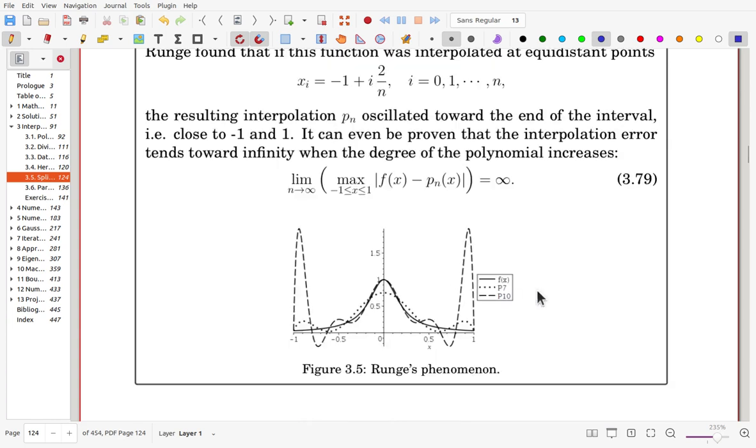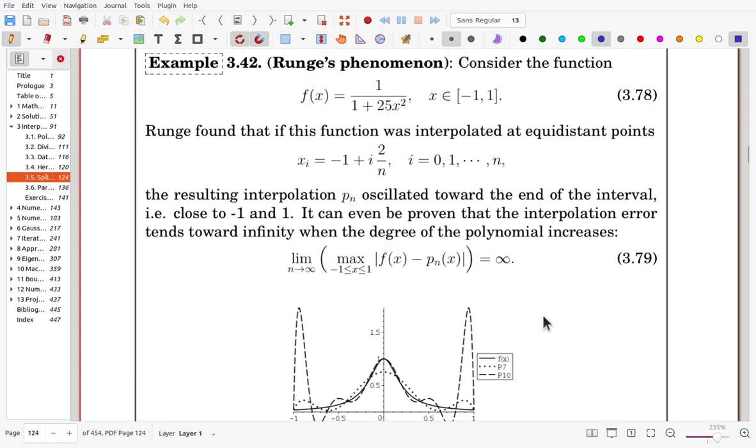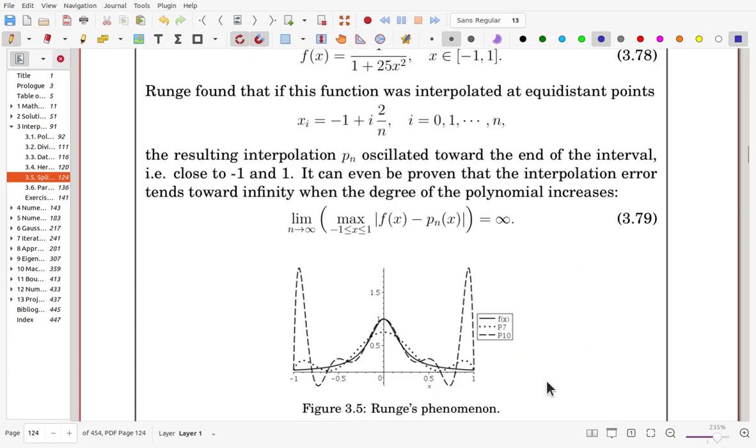Here we see two polynomials. The solid curve is f of x, the Runge function, the dotted curve is the 7th order interpolating polynomial, and the dashed curve is the 10th order polynomial. If you choose 20, then this will go out of the window. So eventually, as n grows, the maximum value will approach infinity.